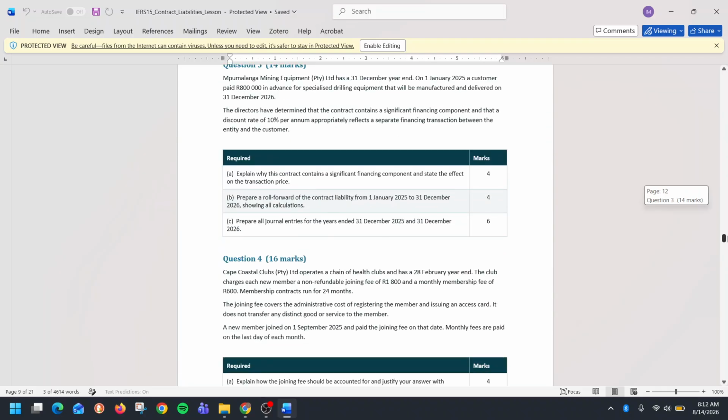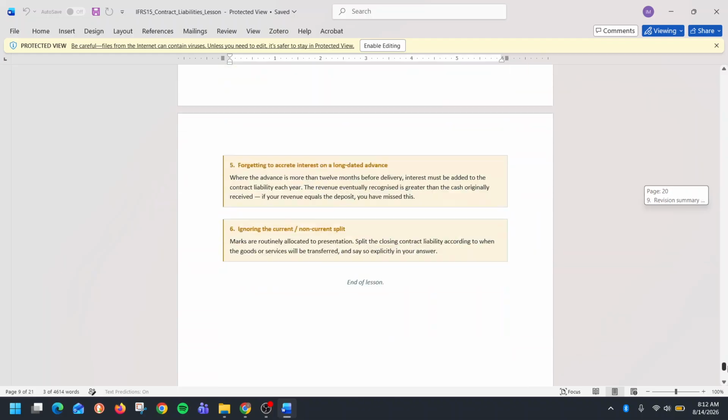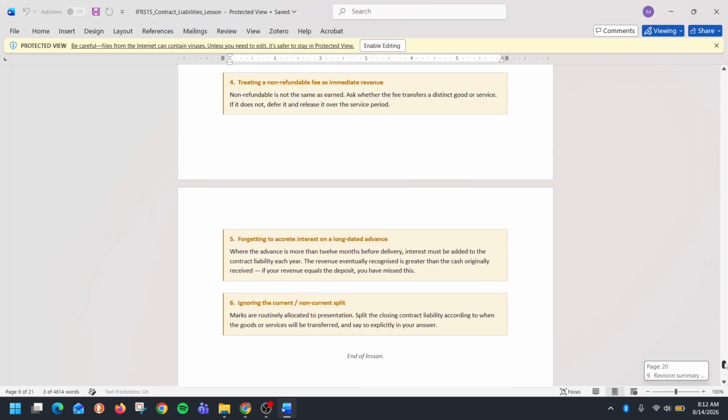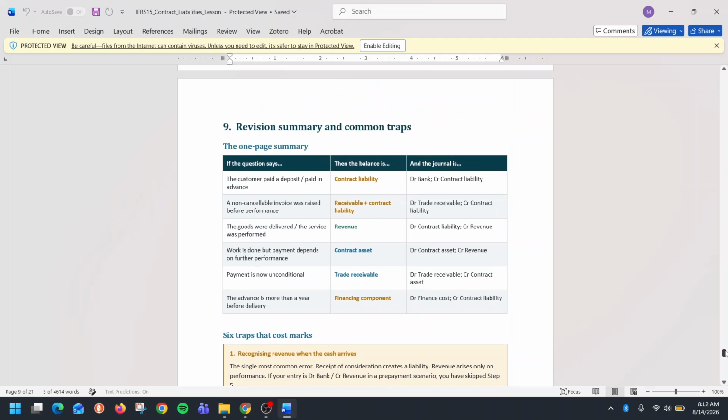And then, guys, when you are busy practicing, you will find that we have a practice question at the end of this, and it also has its solution attached to it. So, guys, just try and do the questions before you go and attempt. And this slide is just a summary of everything that we have covered.